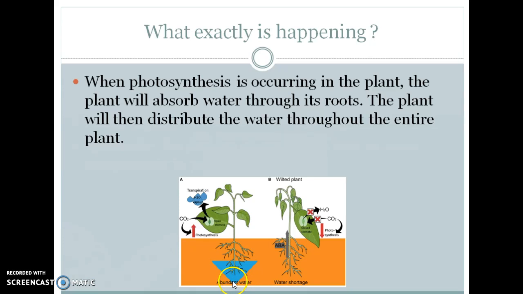And so you can see that the plant is absorbing the water through its roots, and it's going to travel up and all the way through the rest of the plant so that it can be healthy and strong. Here you can see that the plant that has a low amount of water is wilted, looks rather weak, and not as strong as the one to the left.